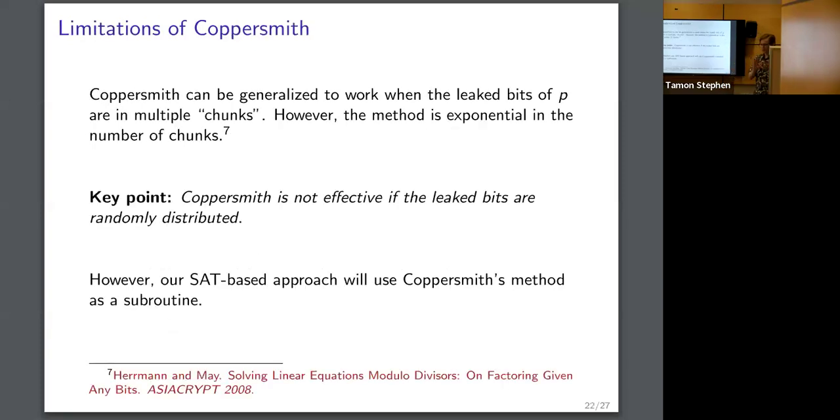Okay. All right, so why can't we just use Coppersmith in the scenario that we were actually in? Actually, so this was the scenario where all the leak bits were the high bits.